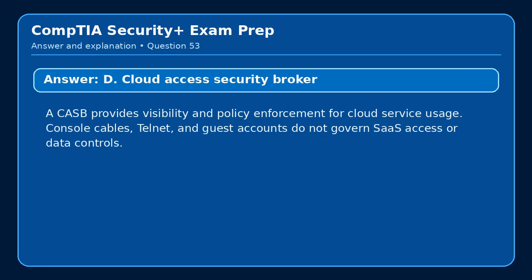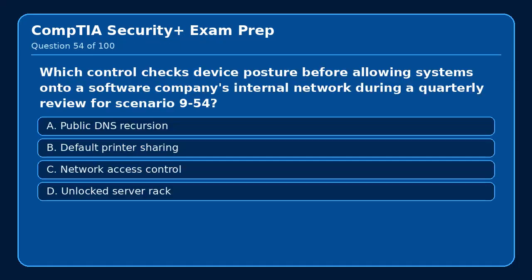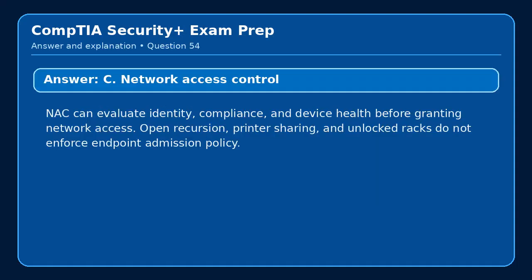Question 56. Which technology can actively block suspicious network traffic in line for a distribution warehouse after a recent audit finding for scenario 9 to 56? A. Intrusion prevention system. B. Cable label maker. C. Passive IDS only. D. Paper asset register. Take a moment to choose your answer.